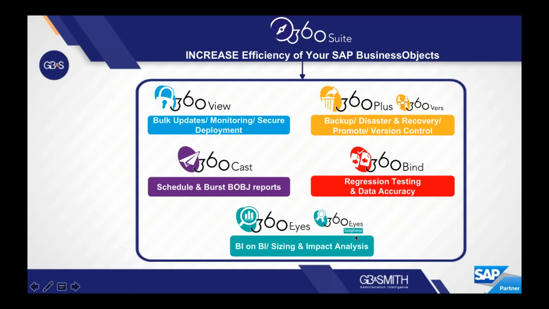Around 360, right now we have 5 different products in brief. 360 View is around bulk updates, monitoring, and security to find out who's got access to what. Plus is around promotion, backup, disaster, and recovery. CAS is around bursting. Bind, it's a great tool. It's around regression testing and data accuracy. And EYES is around BI and impact analysis.